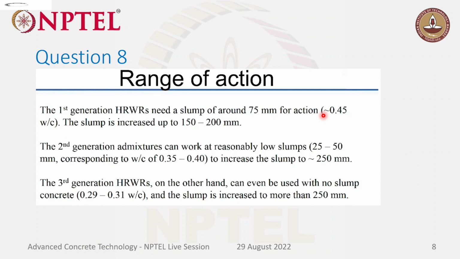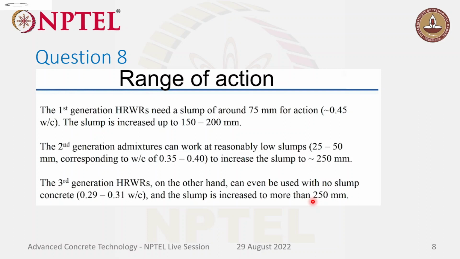So here, sir has already explained the range of action. Coming to the first generation water reducers, high range water reducers, we need a slump of at least 75 mm for it to act, and then there is the water to cement ratio of the system as well. It can work only for systems up to 0.45 water to cement ratio, and then coming to second generation, it can work up to 0.35 water to cement ratio. The third generation high range water reducing admixtures can even work for very low water to cement ratio systems, and we can increase the slump even more than 250 mm. Okay, and then it can even work on zero slump concrete as well, and increase the slump up to 250 mm.